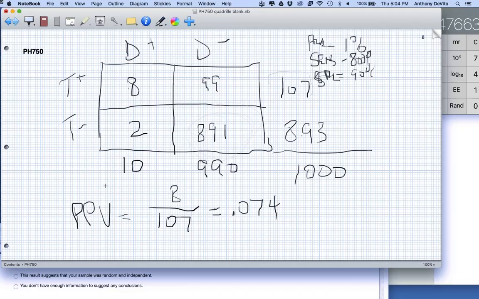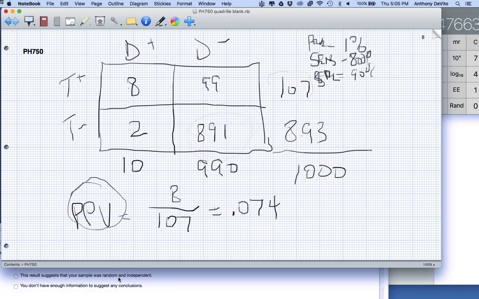Now, let's take a look at that positive predictive value. The sensitivity and the specificity are innate to the test, but the prevalence is what really can cause the positive predictive value to change.